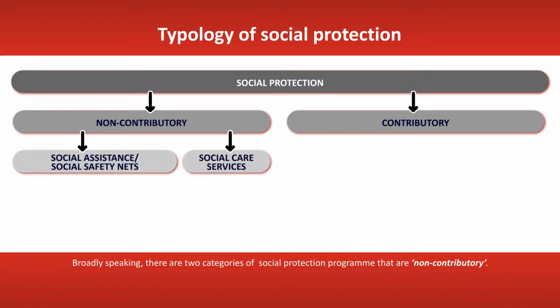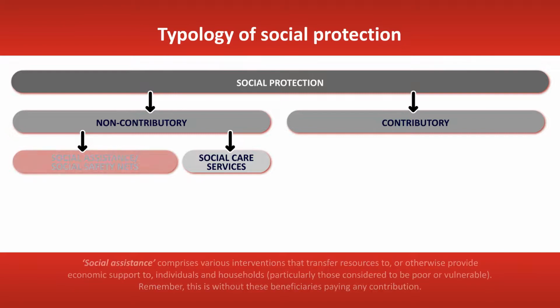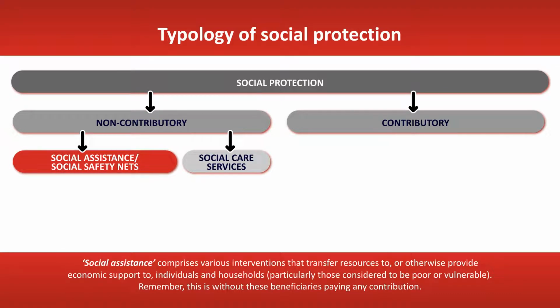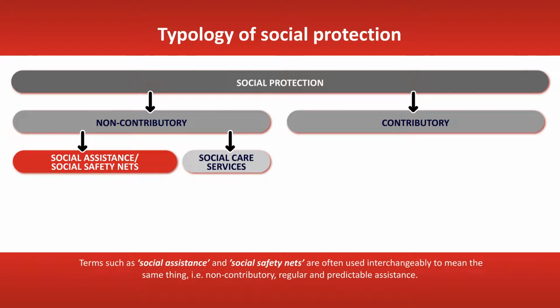Broadly speaking, there are two categories of social protection program that are non-contributory. Social assistance comprises various interventions that transfer resources to, or otherwise provide economic support to, individuals and households, particularly those considered to be poor or vulnerable. Remember, this is without these beneficiaries paying any contribution. Terms such as social assistance and social safety nets are often used interchangeably to mean the same thing, that is, non-contributory, regular and predictable assistance.